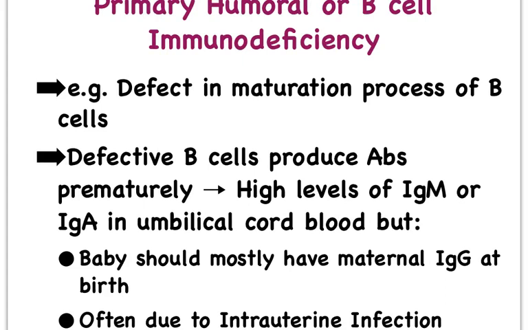So an example of a primary B cell immunodeficiency is where we see that there's a problem with the maturation process of B cells in the fetus, to where they begin to produce antibodies too early. And often this is due to some kind of an infection in the uterus, which triggers this problem. What we then see happening is that instead of the fetus having mostly IgG immunoglobulins, we begin to see too high levels of some of the other immunoglobulins.